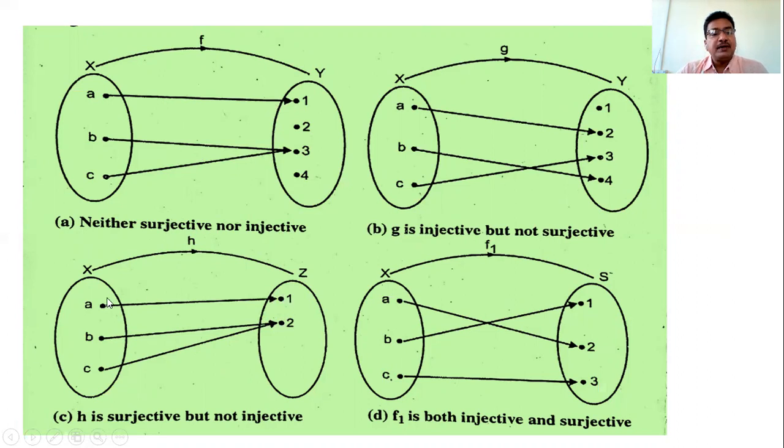What is the pre-image of 1? It is A. What is the pre-image of 2? 2 has two pre-images. So the function is surjective if each element of the codomain has at least one pre-image, that is, some elements may have more than one pre-image. The function is not surjective if there is an element in the codomain which has no pre-image, like this function. So this h and f1 both are surjective functions.